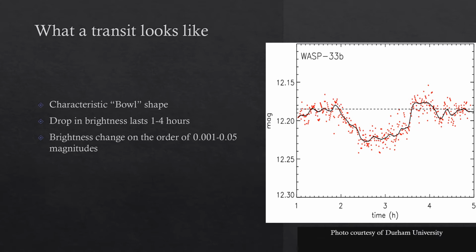But we can tell a lot of stuff about the planet and its orbital characteristics from these dips. We can tell how far it is from the sun, how long its year is. We can tell how big it is based on the size of this dip. We can tell a lot about it. And so this is the shape that I'm looking for in the data. We want to see this characteristic dip shape.